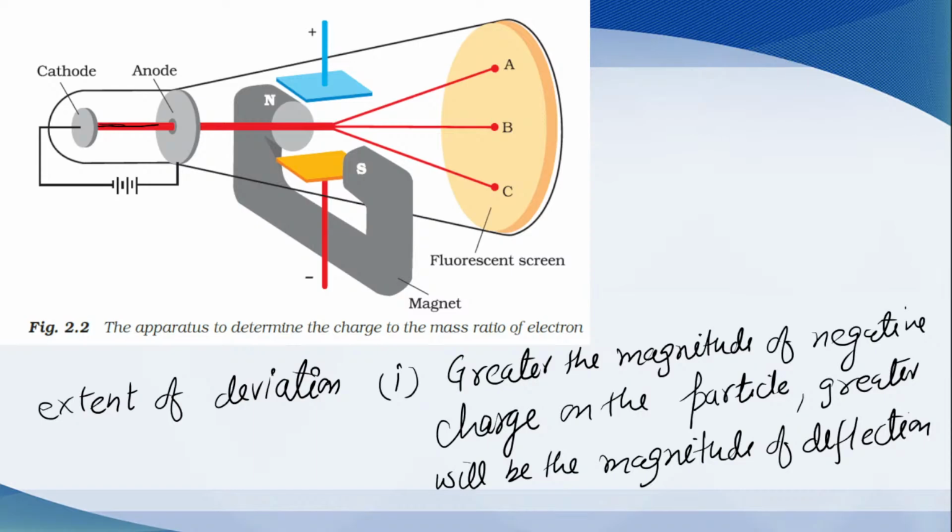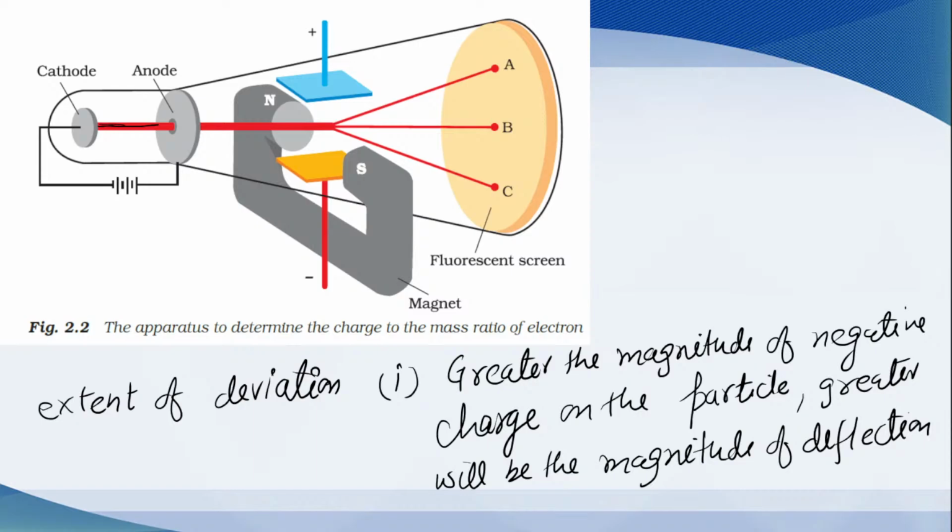Then by applying magnetic field, when the electric field is turned off, they will strike at C, because the electric field and magnetic field are perpendicular to each other. So in the presence of electric field only, they will strike at A. In the presence of magnetic field only, the electron beam will strike at C.